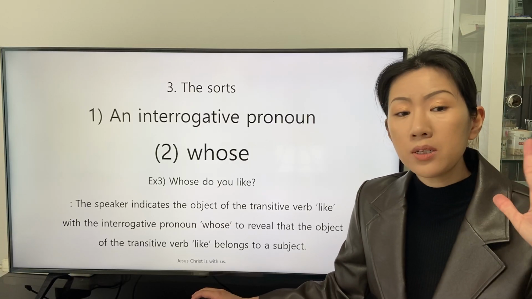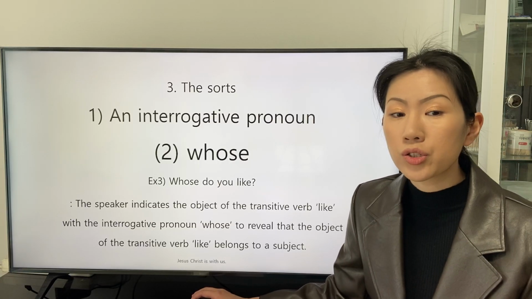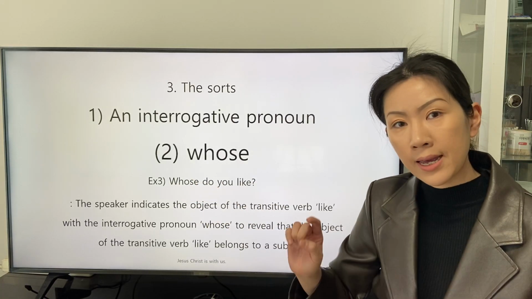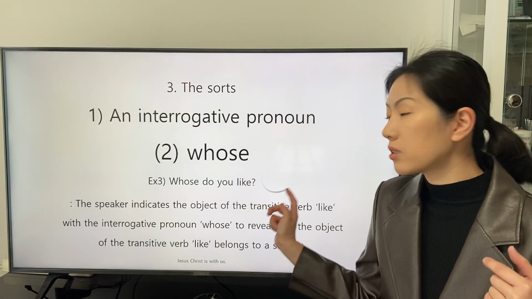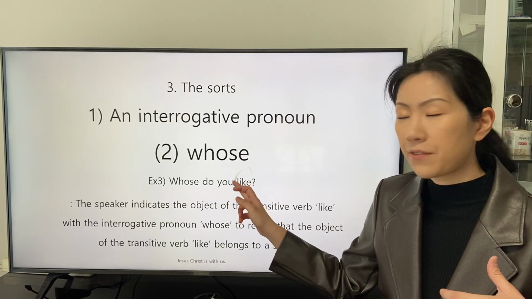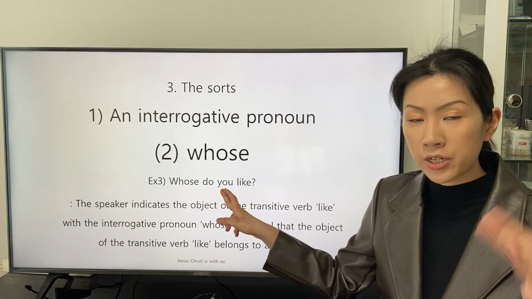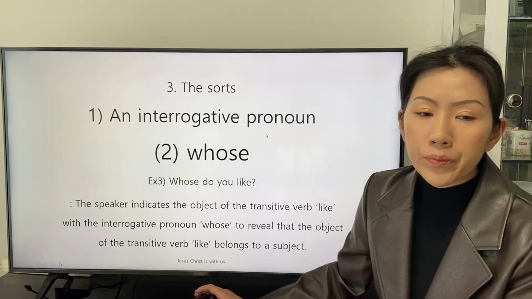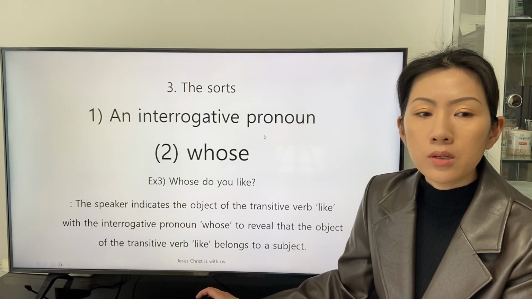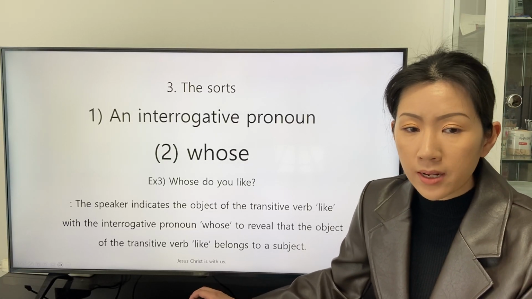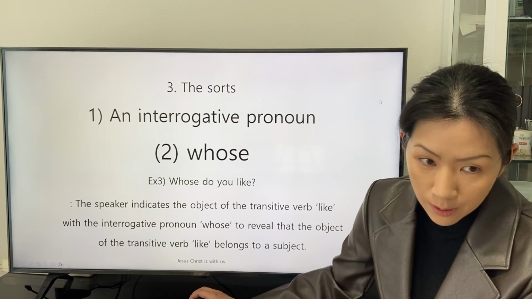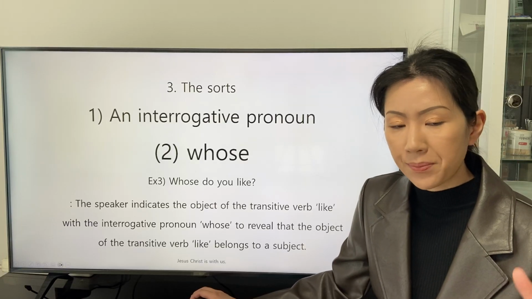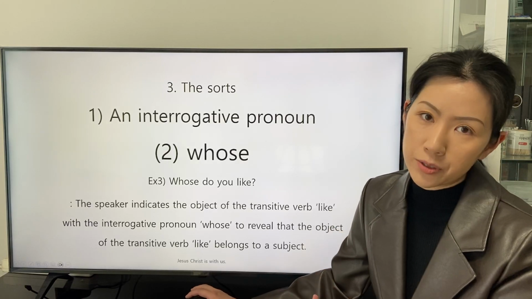The third example is this: Whose do you like? In this clause, the interrogative pronoun whose indicates the object, to receive the definition of the transitive verb like from the listeners as the subject. The speaker indicates the object of the transitive verb like with the interrogative pronoun whose to reveal that the object of the transitive verb like belongs to a subject.